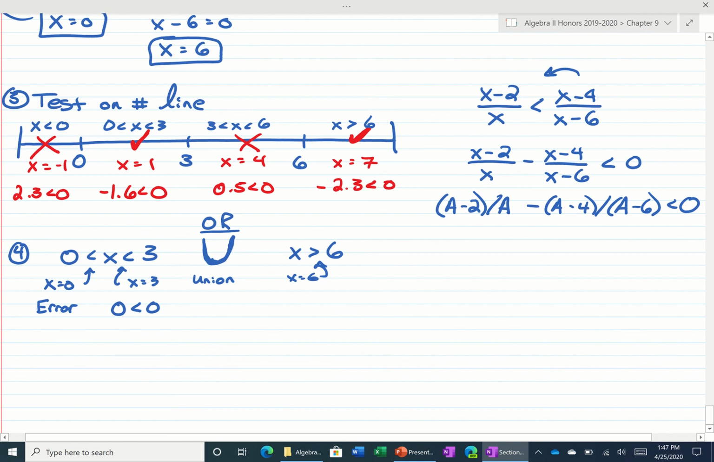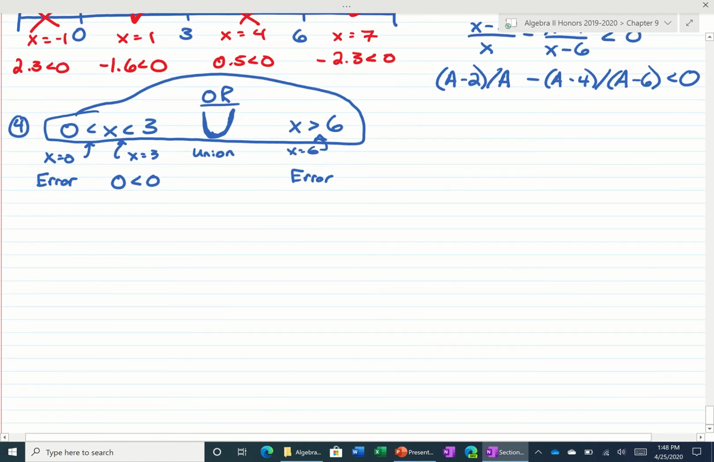And then with the 6, I get an error. So it looks like the best answer would be this. Okay. So I know there's a lot of steps. It's not really hard math, and I think you could all handle this.